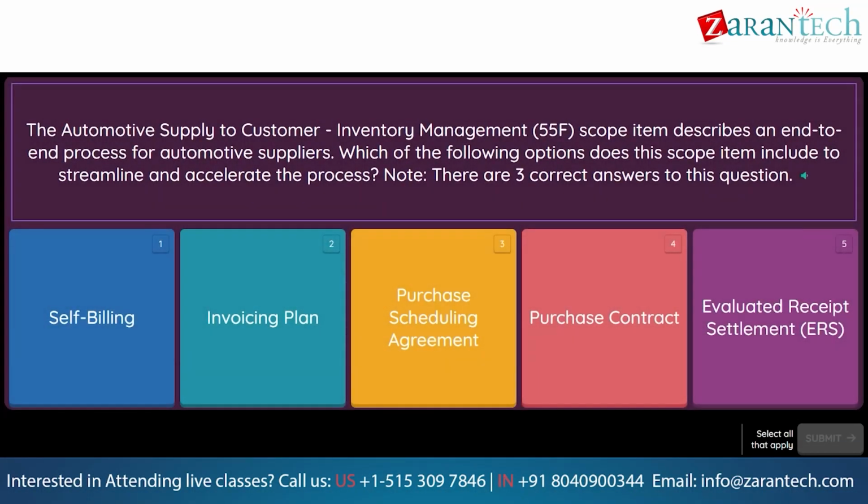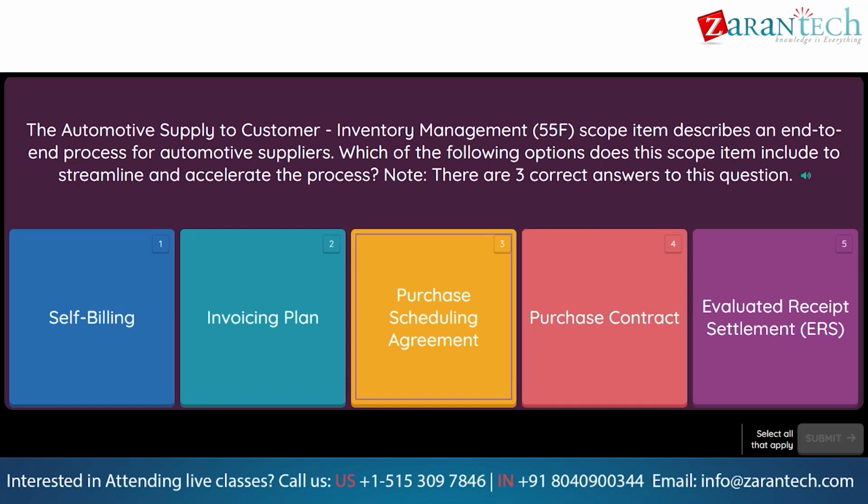Question: the Automotive Supplier Customer Inventory Management, 55F, scope item describes an end-to-end process for automotive suppliers. Which of the following options does the scope item include to streamline and accelerate the process? Note: there are 3 correct answers to this question. Option 1: self-billing. Option 2: invoicing plan. Option 3: purchase scheduling agreement. Option 4: purchase contract. Option 5: evaluated receipt settlement, ERS.